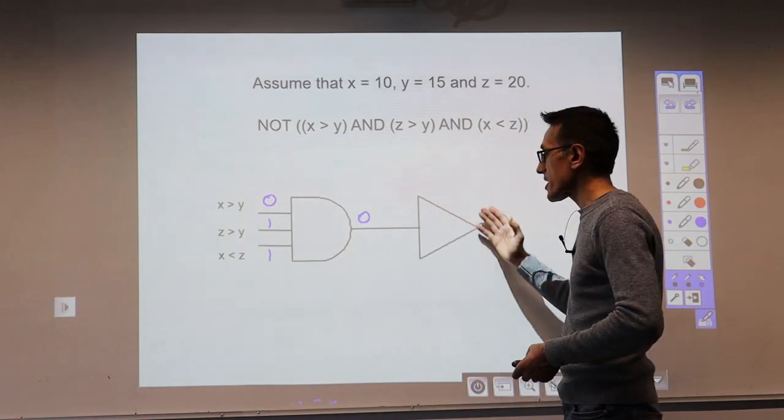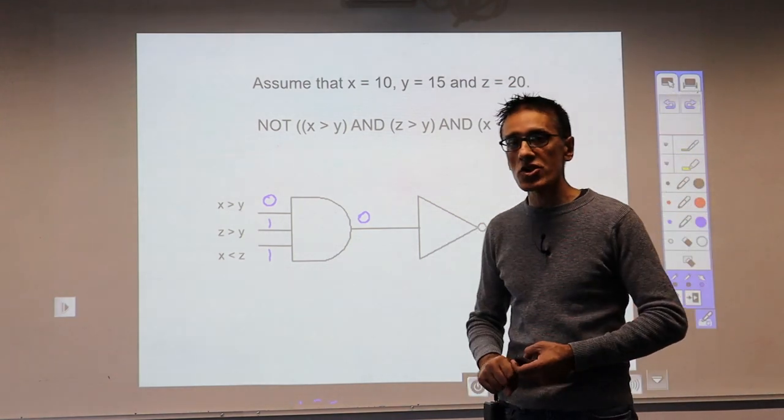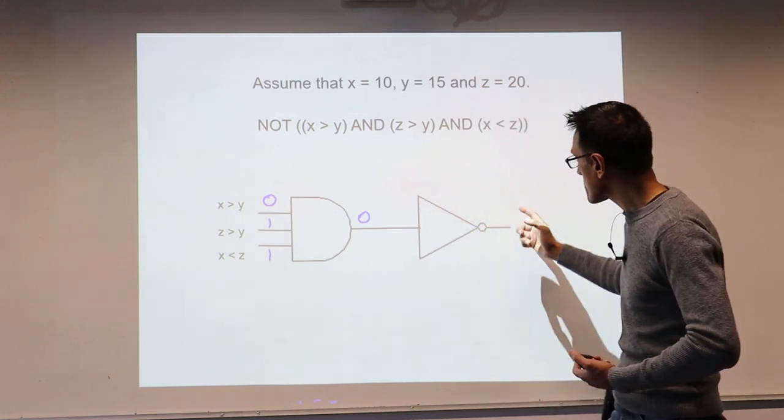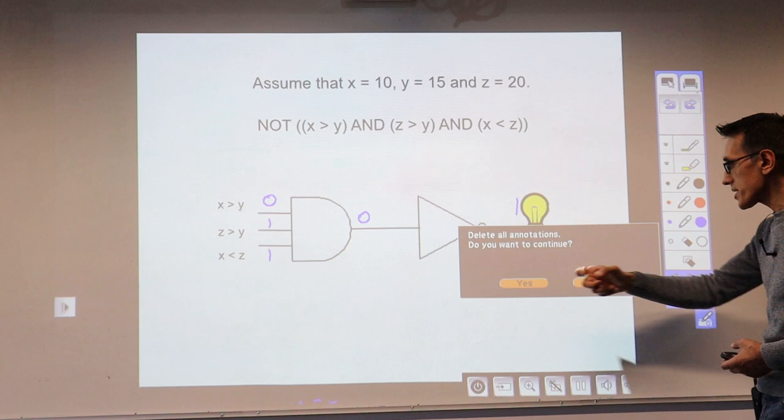Then it comes across a NOT gate, and the NOT gate's job is to convert zeros to ones and ones to zeros. Therefore, this is sending out a 1, and the light bulb switches itself on.